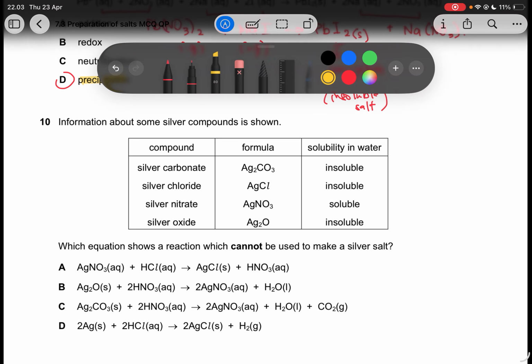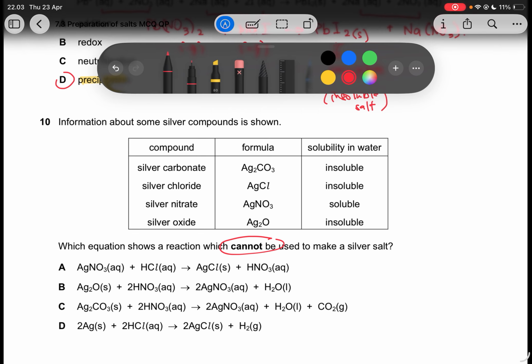Number 10. Information about silver compounds is shown in the table. Which equation shows a reaction which cannot be used to make a silver salt? So which one is not possible to happen? We are given here the list of whether they are insoluble or soluble. So let's identify one by one.